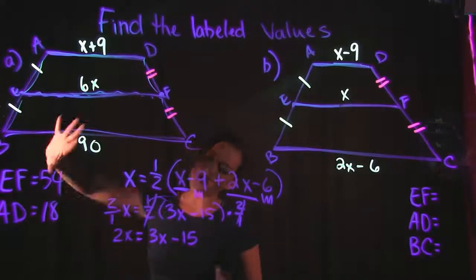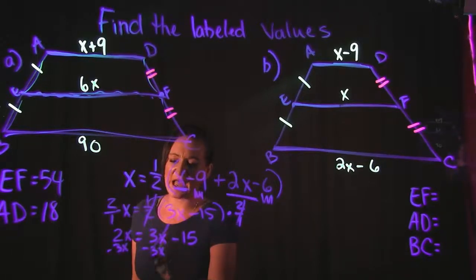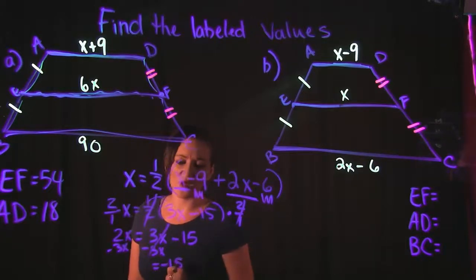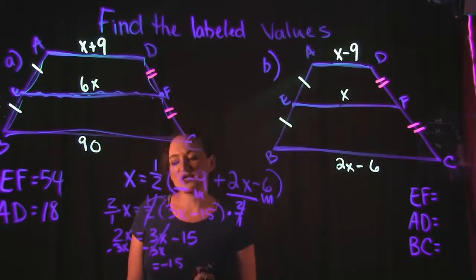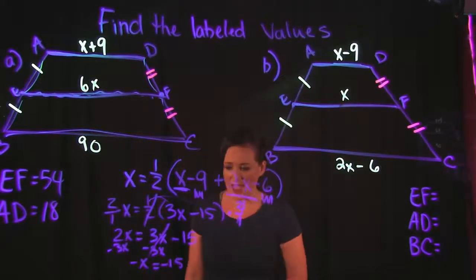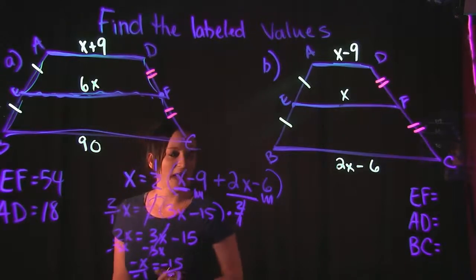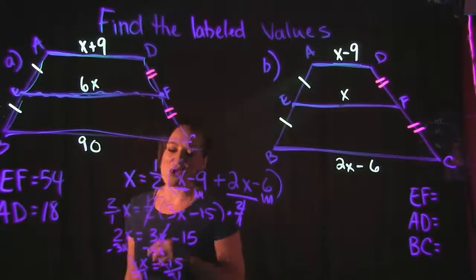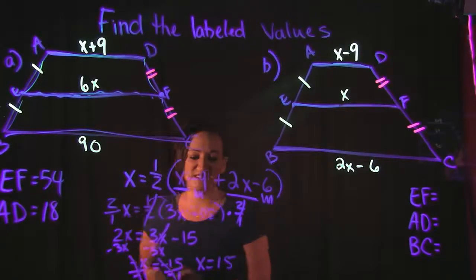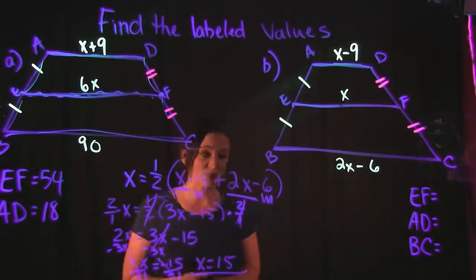I'm going to need to get my x values all together on one side. So I need to subtract that 3x from both sides, which cancels it on the right, leaving me with a negative 15 on the right. On the left-hand side, 2x minus 3x is actually a negative 1x. And we just need to get rid of this negative that's in front of that x. So we're going to divide out that negative, giving us that x is equal to 15. So again, that is not our answer. That is just the value of x.